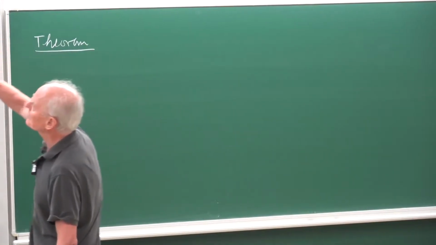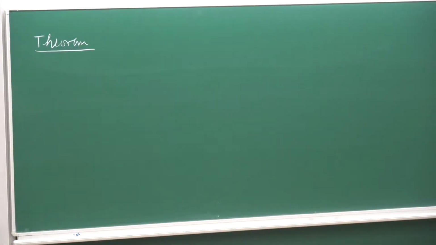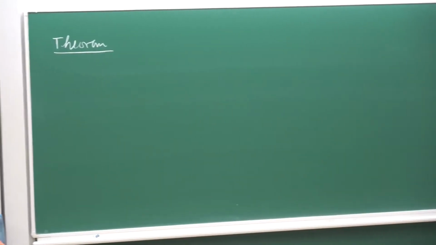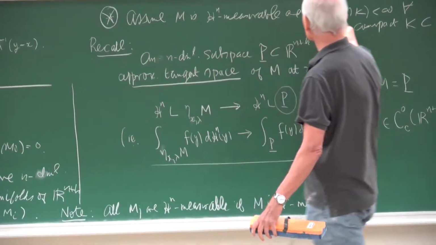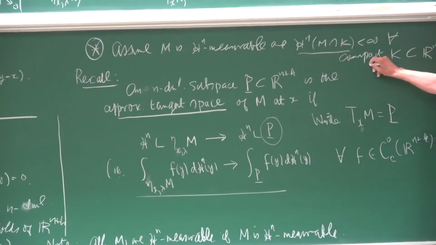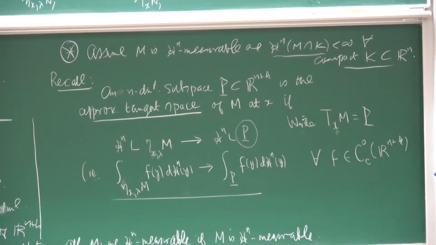So same hypotheses. Let's just call this... we'll keep you. So we're assuming this always from now on: locally finite and Hn measurable. So assume star.